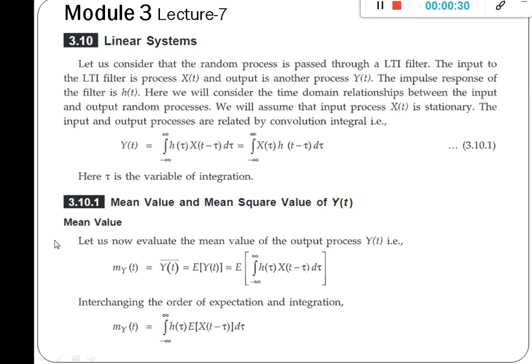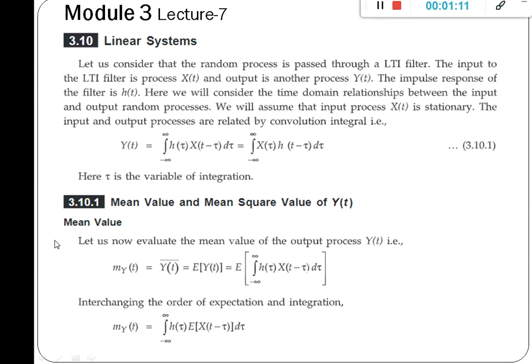Then the input to the LTI filter is process x of t and the output is another process y of t. Just like in signals and systems, where we consider a system with input x of t and output y of t, similarly, here we are considering an LTI system having input x of t and output y of t. The impulse response of the filter we are considering as h of t. So we can imagine it just like an LTI continuous time system.